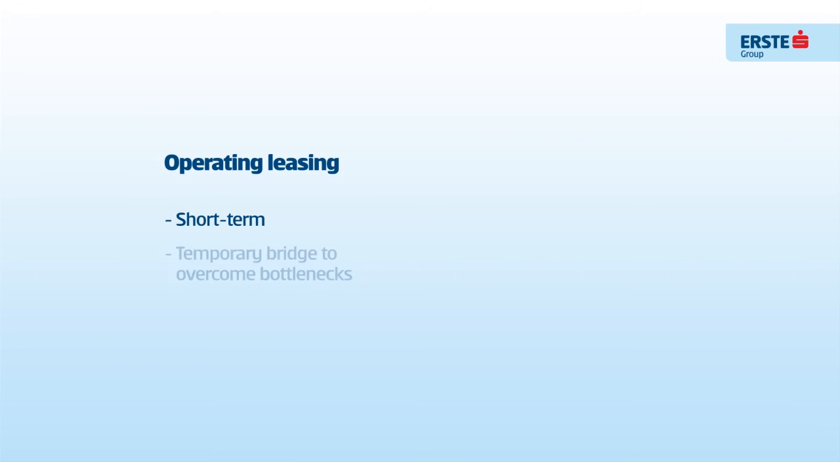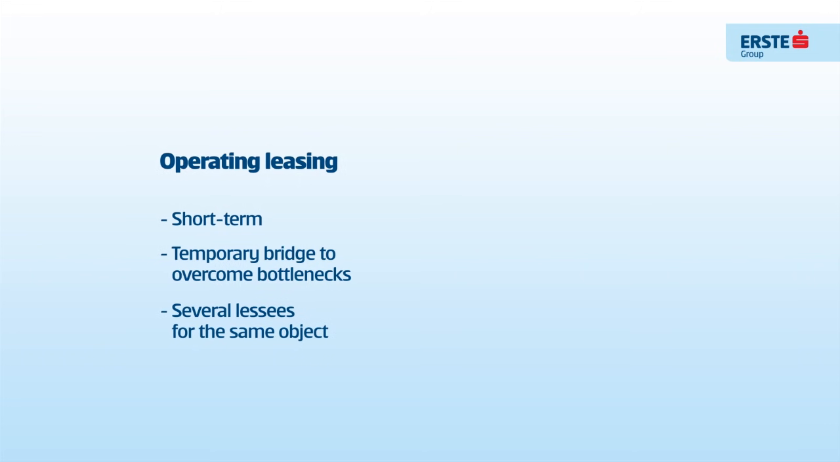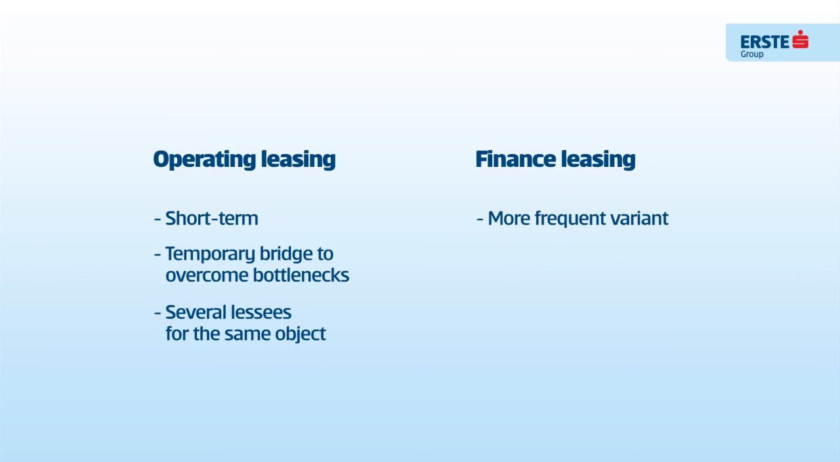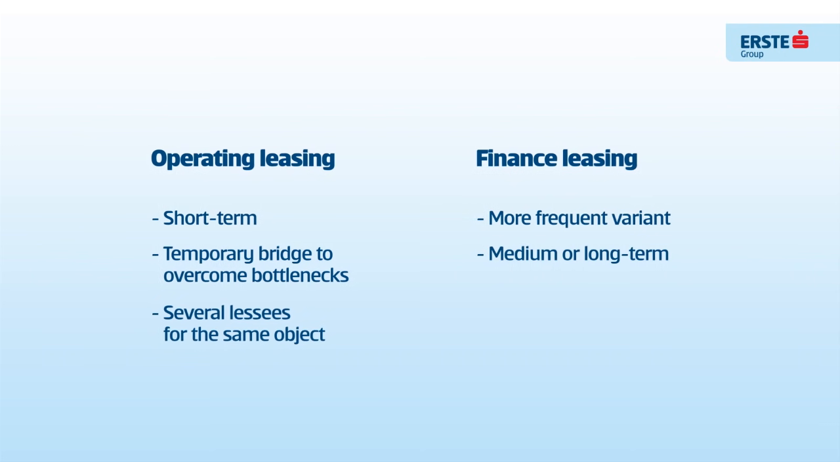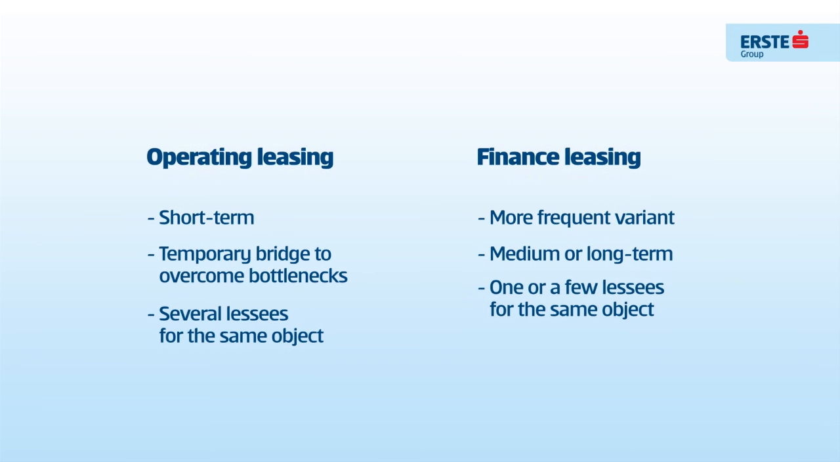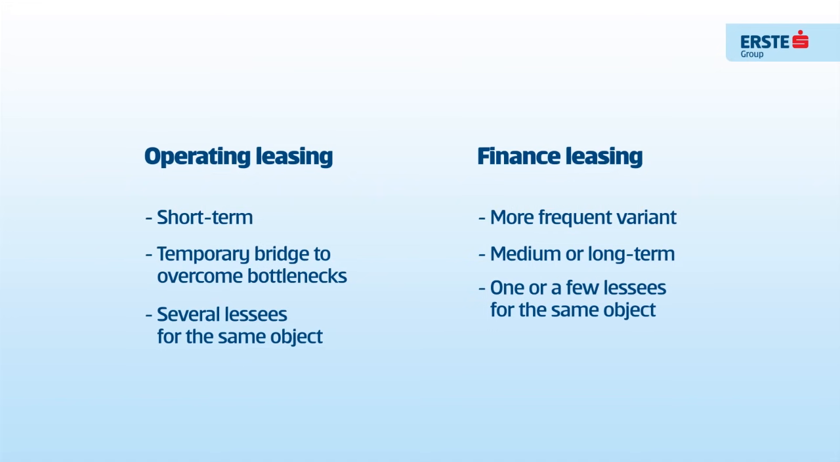Under operating leasing, the lessee is granted a short-term right of use that can usually be terminated at any time. This type serves mainly as a temporary bridge to overcome bottlenecks. The same leased object is passed on subsequently to several lessees. Finance leasing, which is the more frequent variant, involves medium and long-term contracts. The leasing period is then closer to the life of the respective object leased.